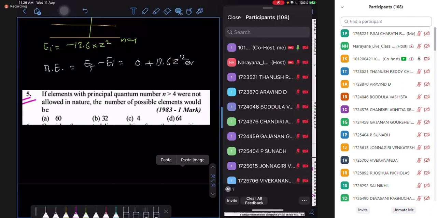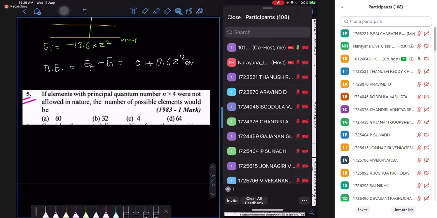If elements with principal quantum number n greater than 4 were not allowed in nature, the number of possible elements would be? Frankly speaking, I also have no answer for that. You can tell me from the chemistry point of view, quantum numbers. He's asking the number of possible elements. So what do you mean by element? How do elements differ?